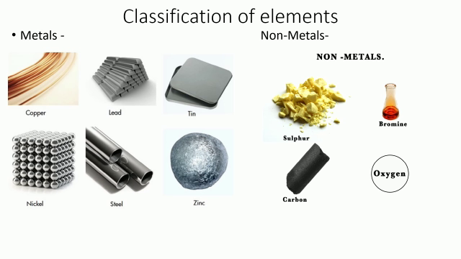The elements that do not show the properties like malleability, ductility, conductivity of heat and electricity, density, luster, and sonority are called non-metals. Examples of non-metals are phosphorus, sulfur, chlorine, bromine, carbon, oxygen, etc.